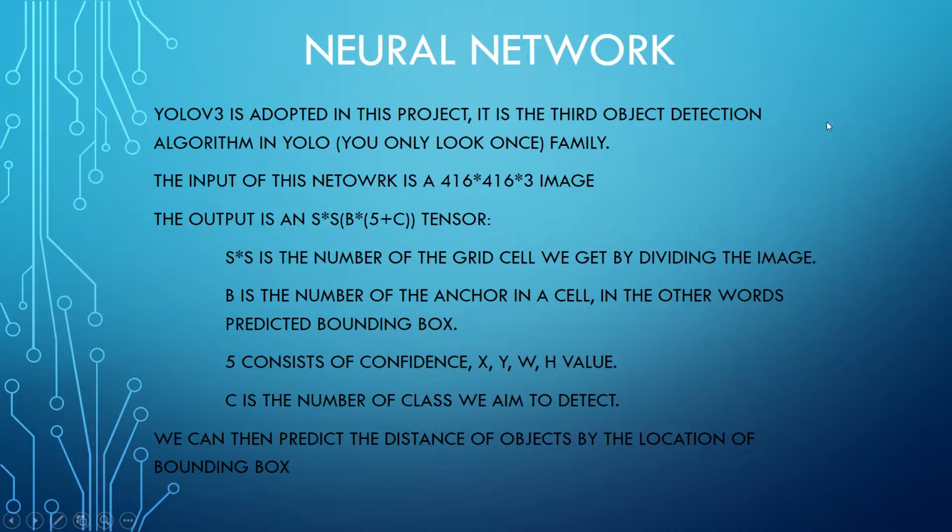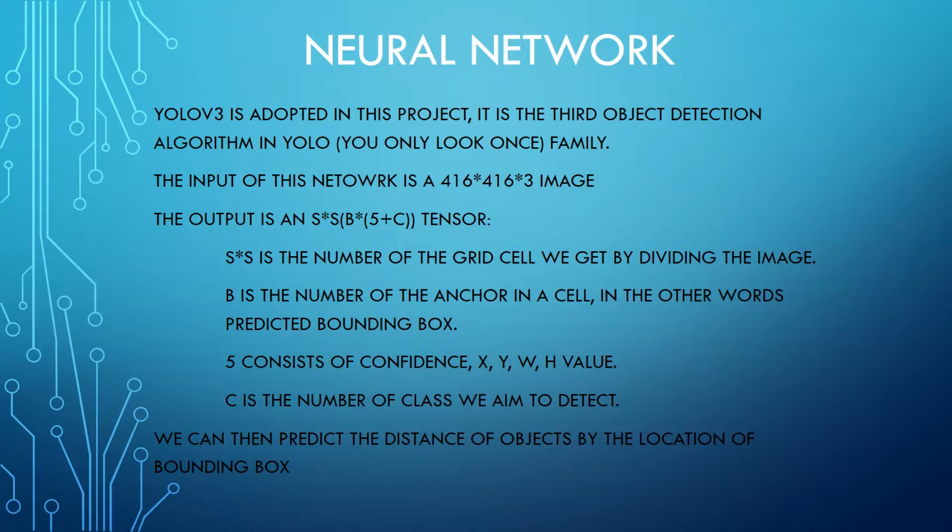So the neural network adopted in this project is YOLO version 3, and the input of the network is a 416 by 416 by 3 image, and the output is an S times S times (B times 5 plus C) tensor. S times S means the grid cells into which we divide the image. B is the number of anchors in the cell, in other words, predicted bounding boxes.